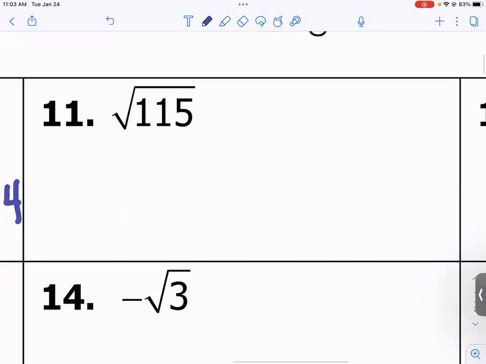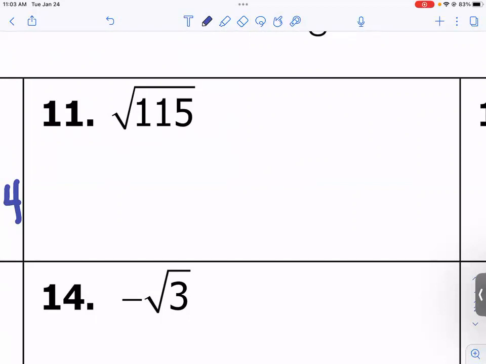I don't think I gave anybody this one, did I? I don't think I did. 115. Okay. When we think about our perfect squares, what's the first one that you think of close to 115? 11.